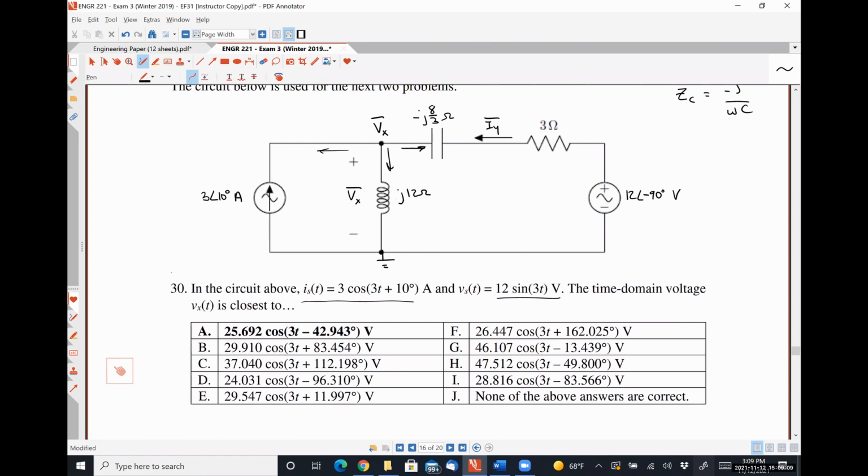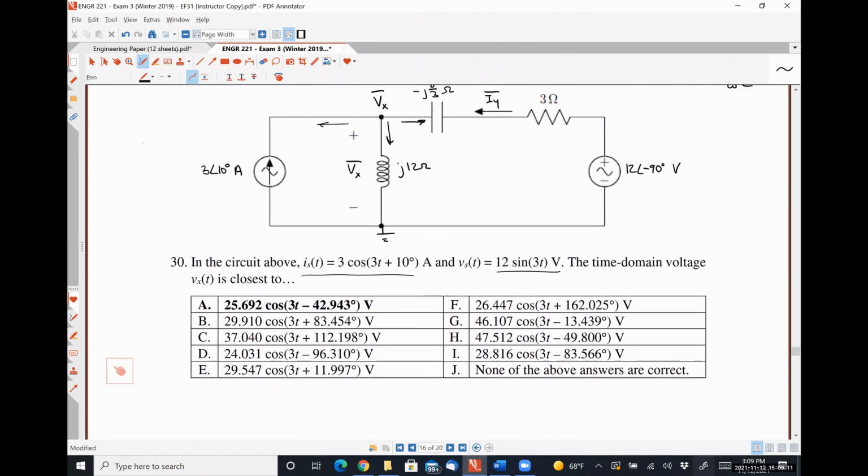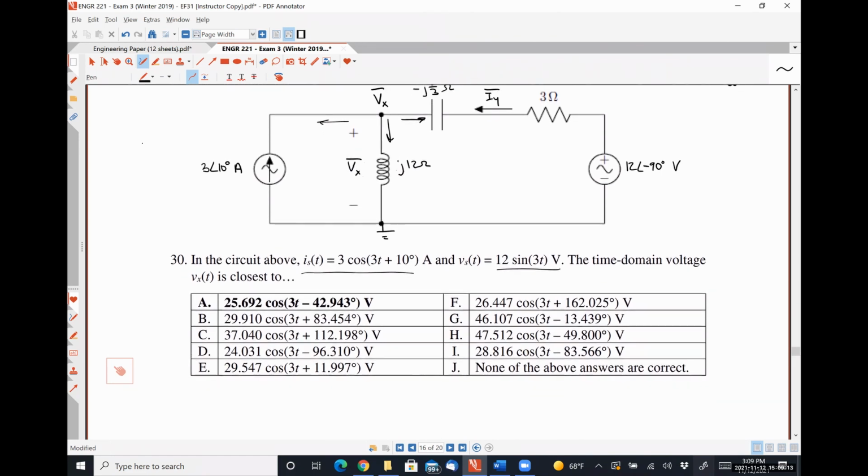All right, so Christy, help me out. What's the current flowing to the left going to be? So negative 3 angle 10 degrees amps.